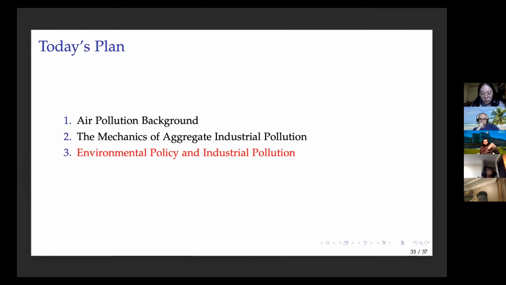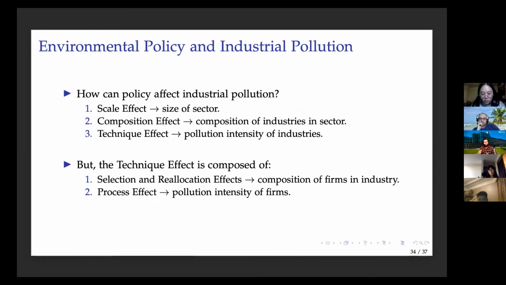We've started with the full aggregate and we've used decomposition exercises to get narrower and narrower, trying to get at this question of how important technological changes are for this aggregate phenomenon. Part of the reason we were so motivated doing this is trying to understand how policy has contributed to this trend. In principle, policy can affect industrial pollution, again using this same basic Grossman and Krueger setup. It might change the size of a sector, the scale effect. It might change the composition of industries in the sector, a composition effect. Or it might change the pollution intensity of individual industries, a technique effect.